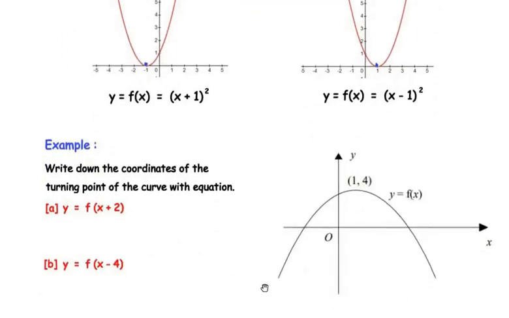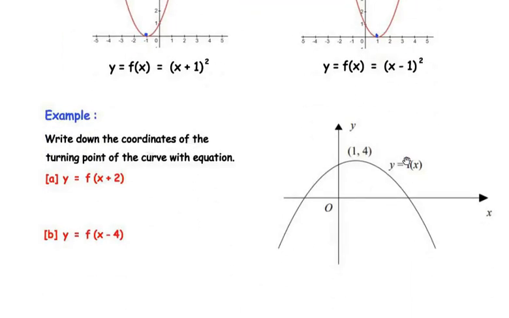So here is the example. Write down the coordinates of the turning point of the curve with equation y is equal to f of x. The first transformation given is y is equal to f of x plus 2, and the second transformation is y is equal to f of x minus 4.